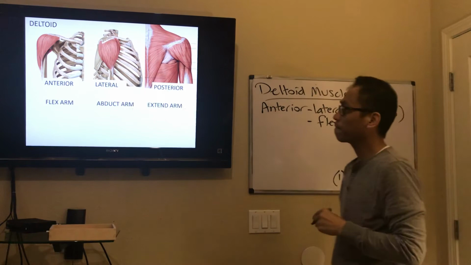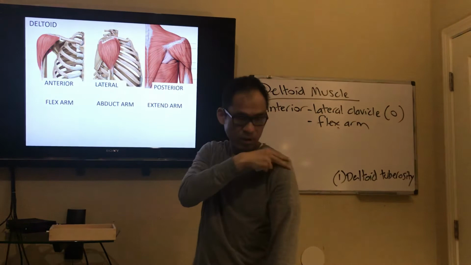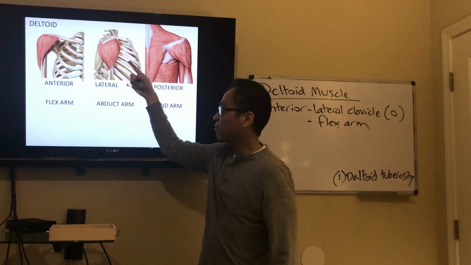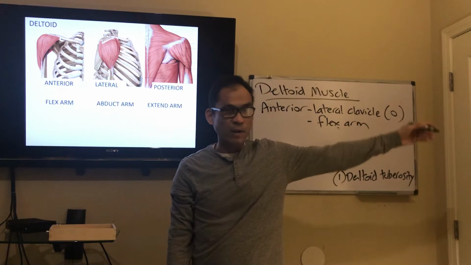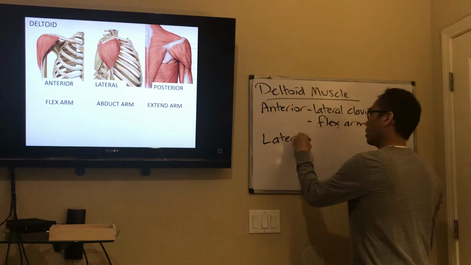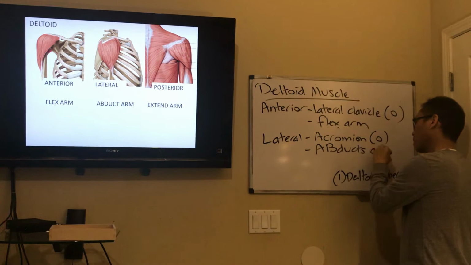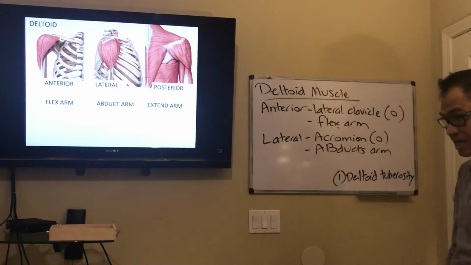The lateral part pretty much originates from the acromion, that bony part of your shoulder that you can palpate. Follow my clavicle out, it forms the AC joint. Yeah, I can feel it right there. That's the origin of the lateral part. It can mostly abduct the arm, pull your arm out to the side. The lateral part originates from the acromion and abducts the arm. So we usually put capital A, capital B for clarification, so you don't confuse it with adduction. They all insert on the deltoid tuberosity, so I'll just leave it down there.